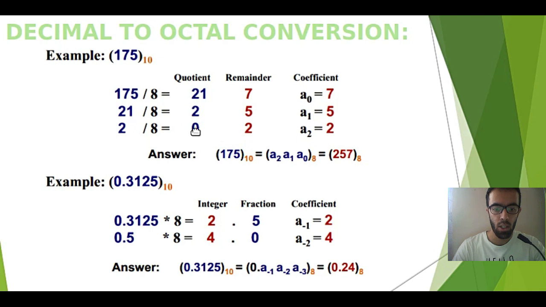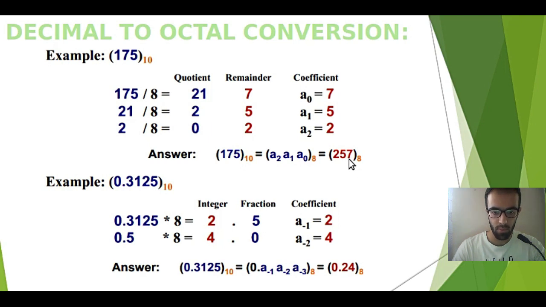Once we reach a quotient of 0, we look for the remainders. The remainders are 7, 5, 2. These are A0, A1 and A2. So in order to read this number, we have to start reading it from A2, A1 to A0. So the number in octal is 257 in octal number.